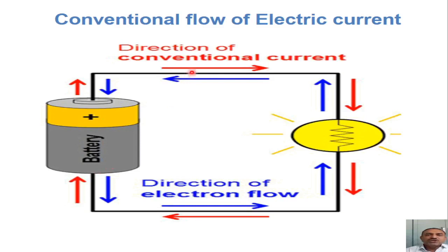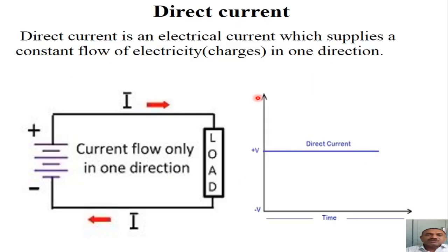So conventional flow of current will be from the positive terminal of the battery to the load and again returning to the negative terminal. It means that the direction of conventional current is opposite to the direction of electron flow. So this point should always be noted that the flow of the current through an electric circuit is just opposite to the flow of the electron in a given circuit.